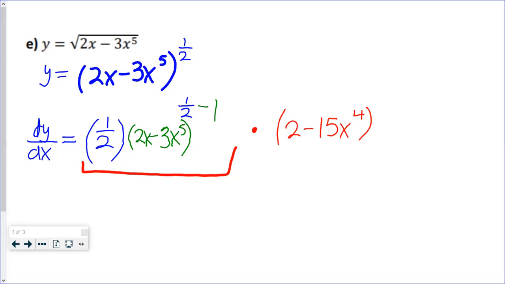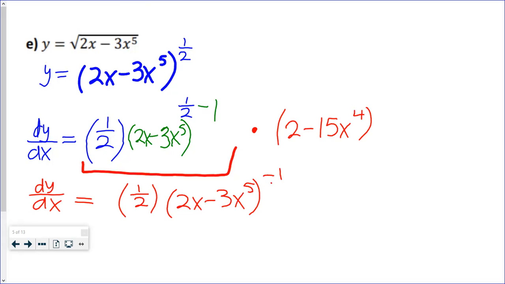Now I want to rewrite this entire question without any powers that need to be subtracted. So I have 1/2 times 2x minus 3x to the power of 5 to the power of negative 1/2, all multiplied by 2 minus 15x to the power of 4.